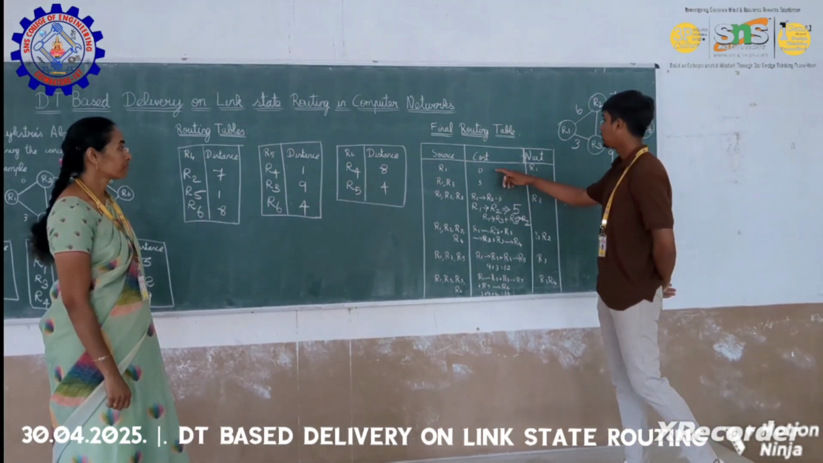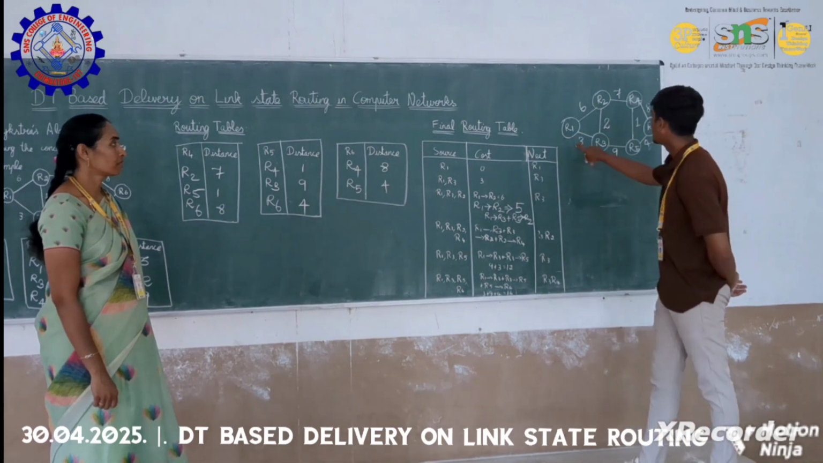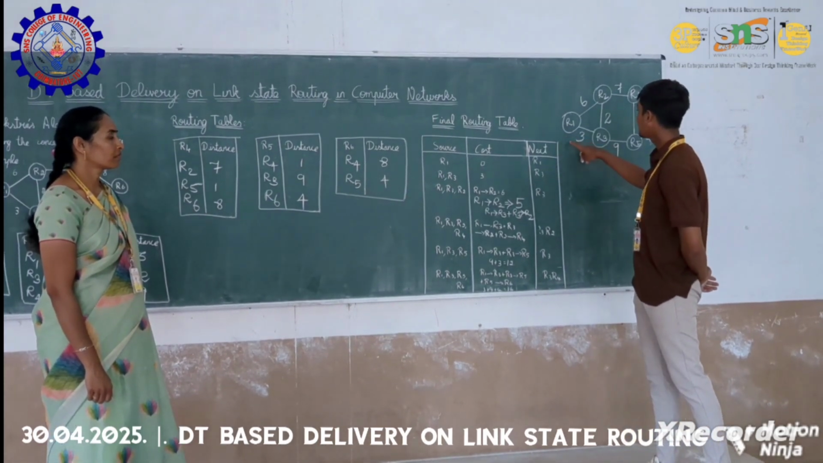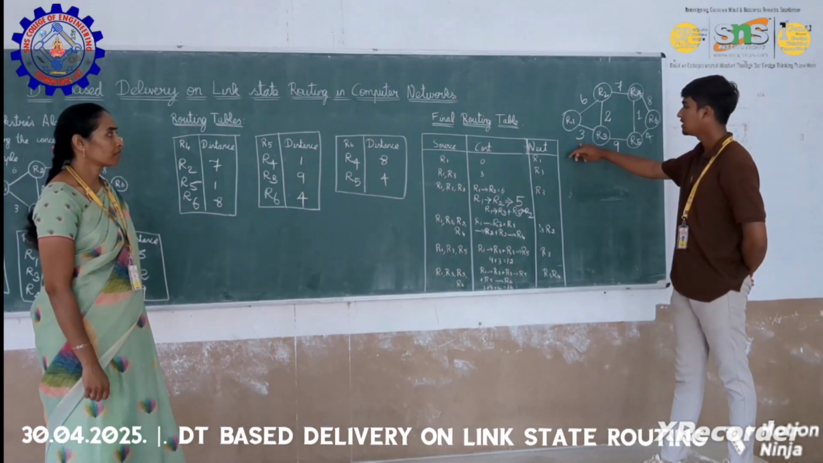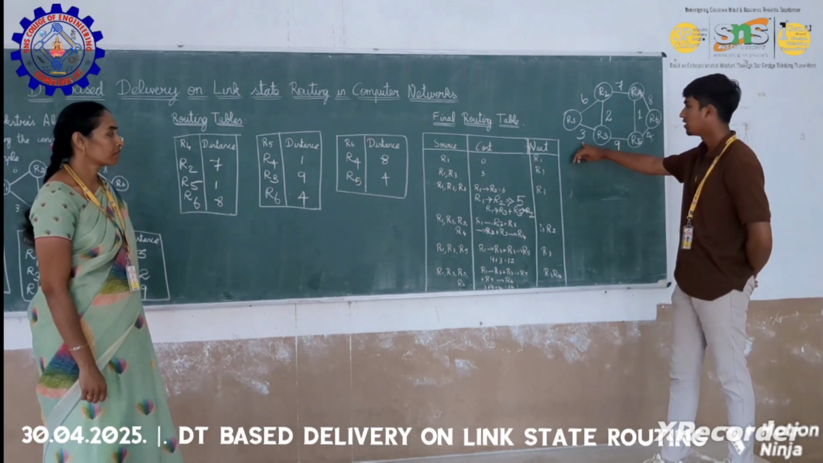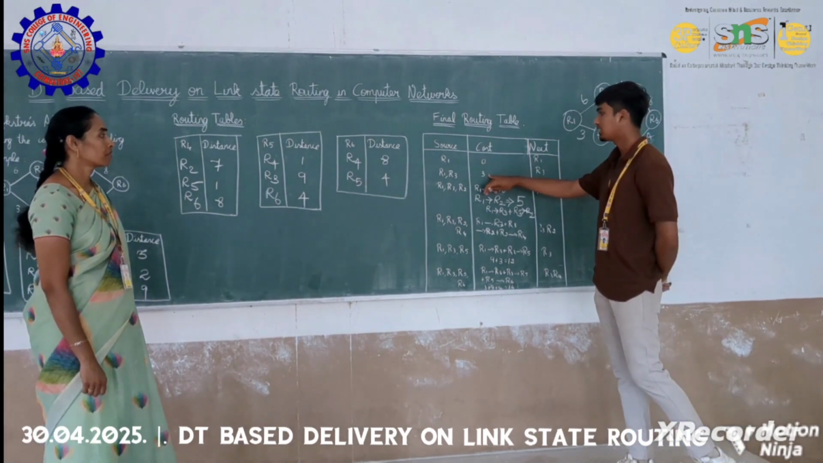Now we are going to find the cost for R3. As R1 is adjacent, R3 is adjacent to R1. Its weight is 3. So we have written the cost as 3.